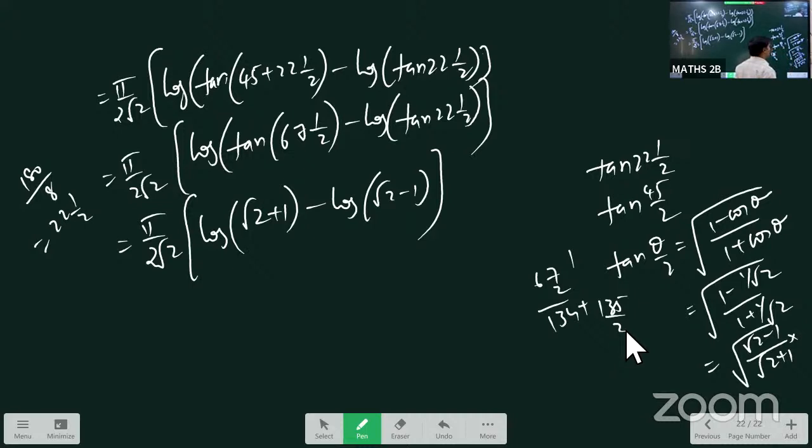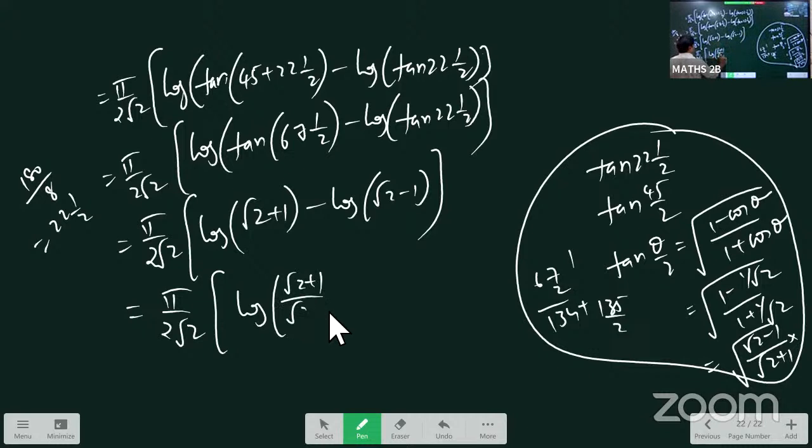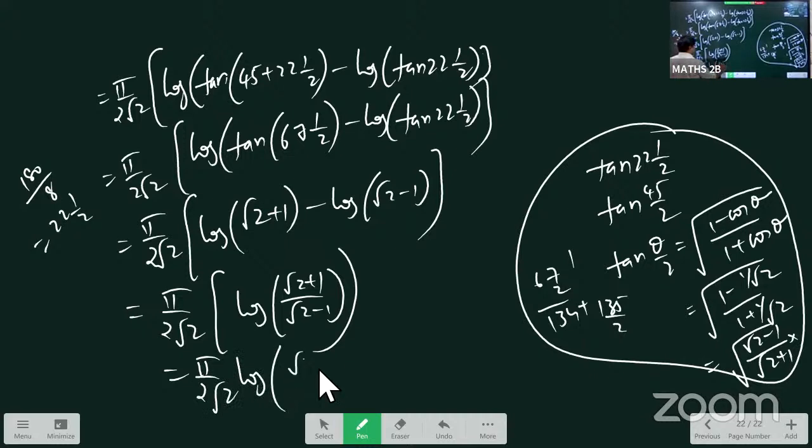Is it clear? So here you are going to do rationalization. So please remember what is tan 67.5. Tan 67.5 is root 2 plus 1 and tan 22.5 is root 2 minus 1, so that you can get your answer easily. That is log of root 2 plus 1 by root 2 minus 1. That is pi by 2 root 2. It's log, again rationalize it. So this becomes root 2 plus 1 whole square by 2 minus 1. With opposite sign you do rationalization. Is it clear?